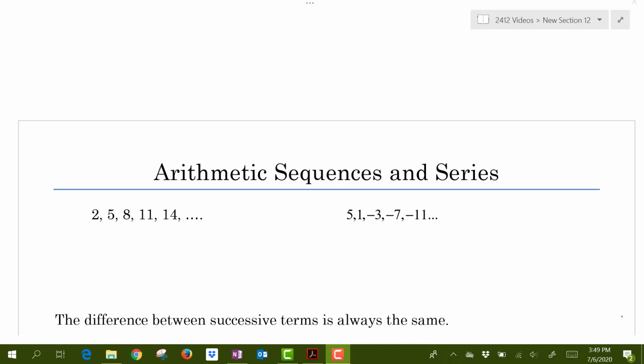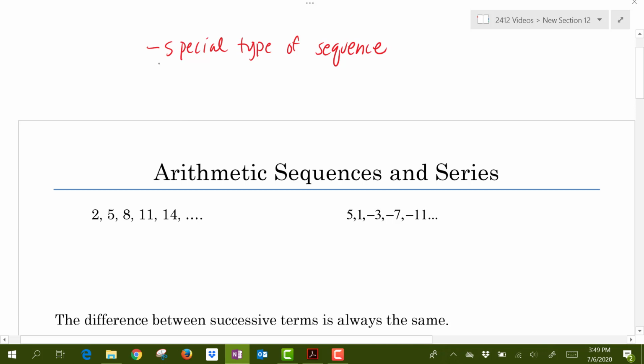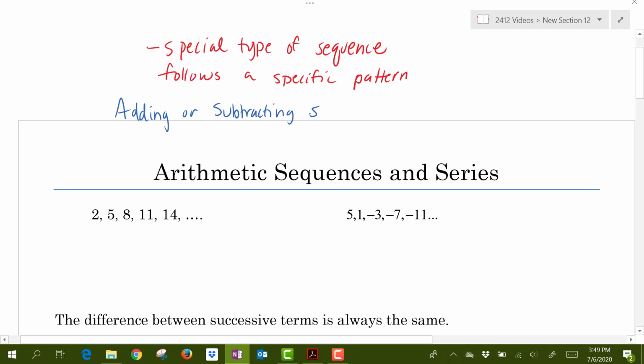We're going to look at arithmetic sequences and series. An arithmetic sequence is a special type of sequence, and this sequence follows a specific pattern. Alright, and this specific pattern is adding or subtracting the same number to get the next term.